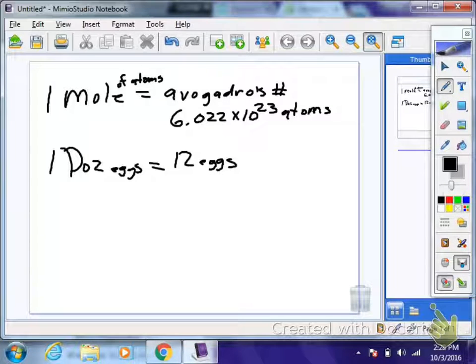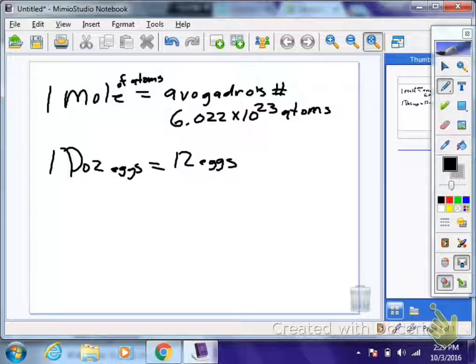Okay? So you would take 6 times 6 is 36. Move the decimal over 1. So it would be what? 3.6 times 10 to the 24th. I got it. Don't get psyched out with such a big number. 1 dozen is equal to 12 eggs. 1 mole of atoms is equal to that number of atoms.